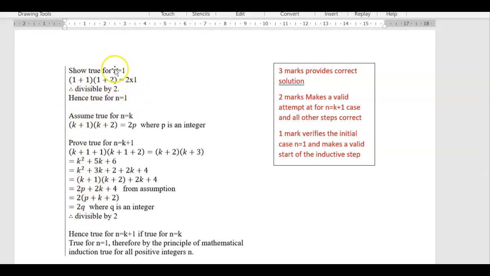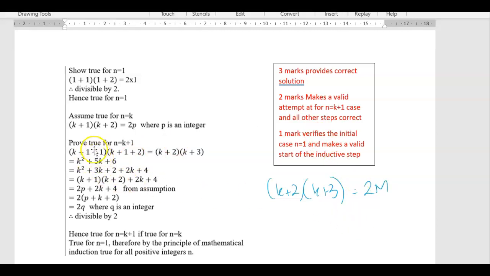So we're showing it's true for 1. We're assuming it's true for n equals k, that it's divisible, so we need to show that it's multiplied by some integer p. I think I used m in class. Then proving it true for k plus 1, we want to show that k plus 2 times k plus 3 is equal to 2 times some integer. That's what we want to prove.